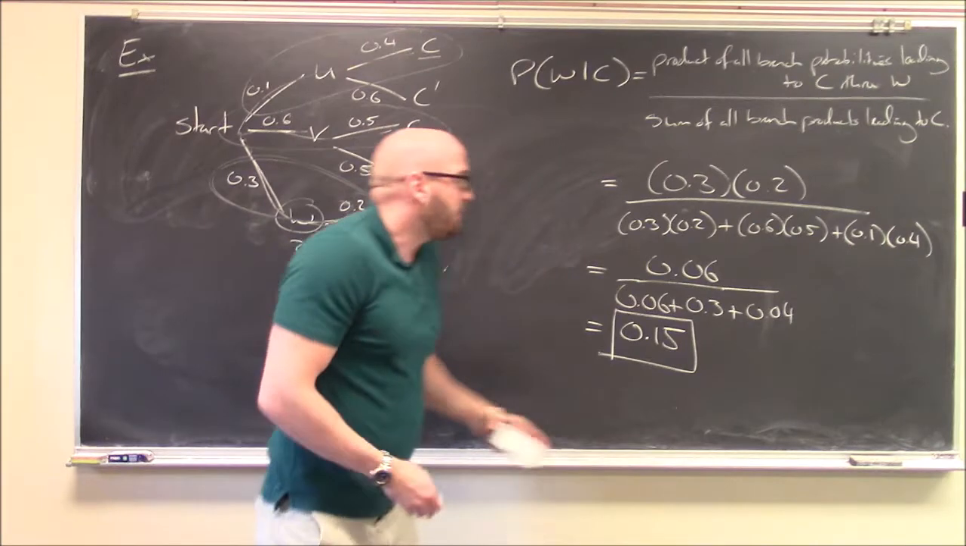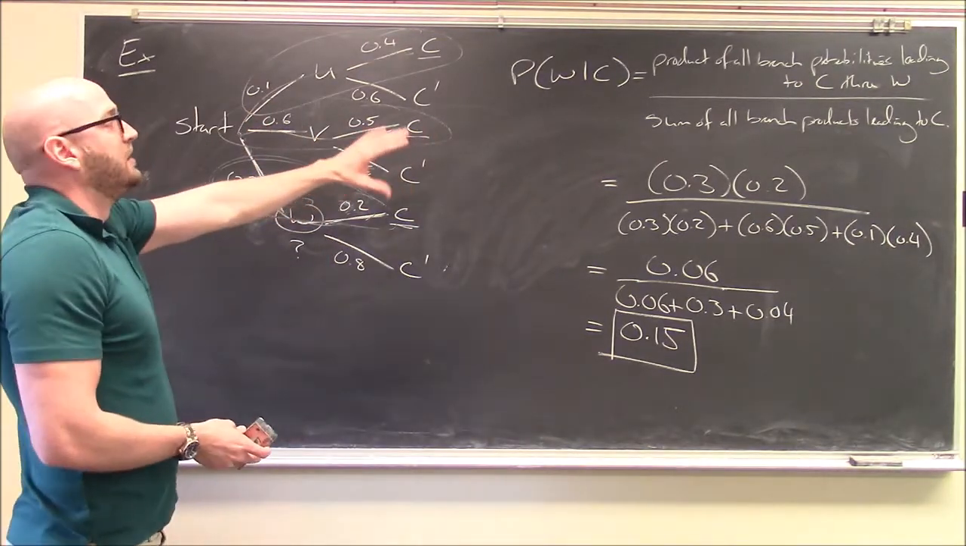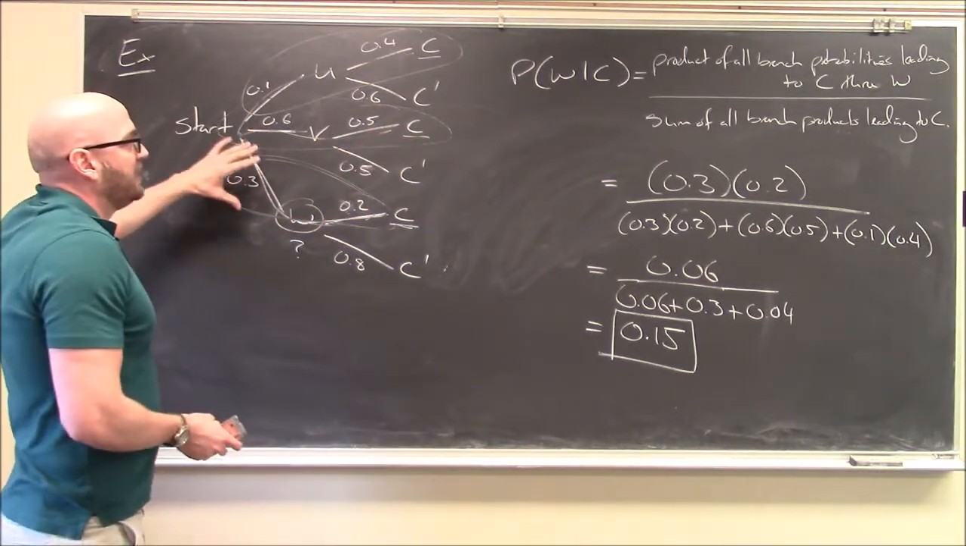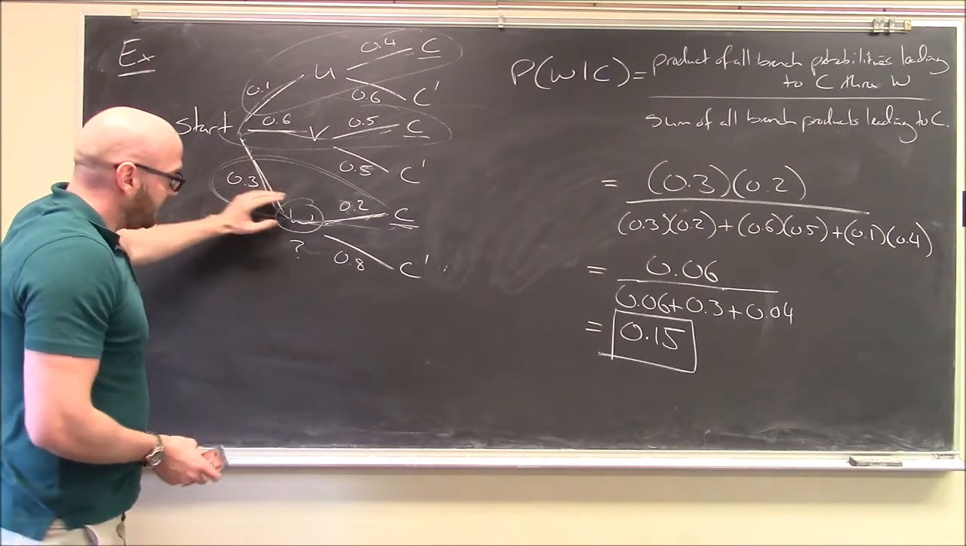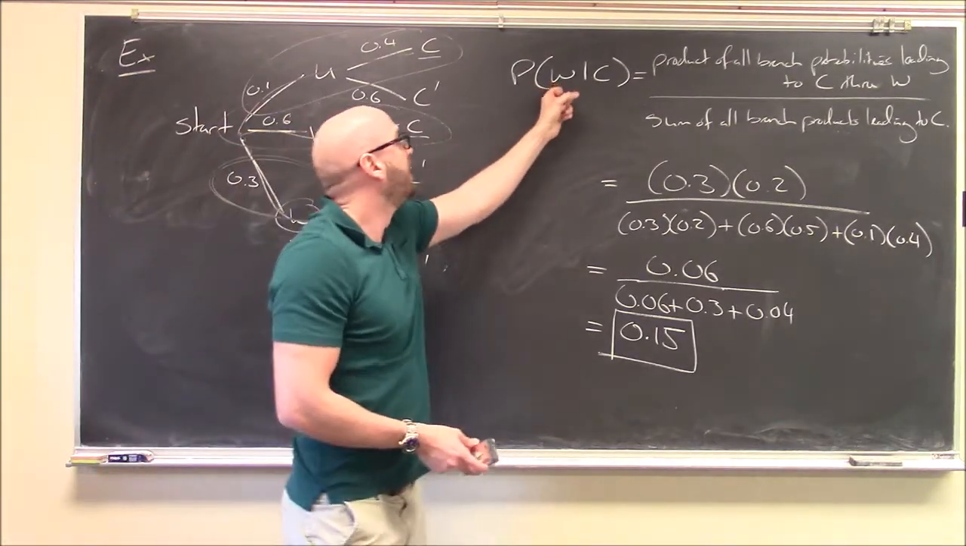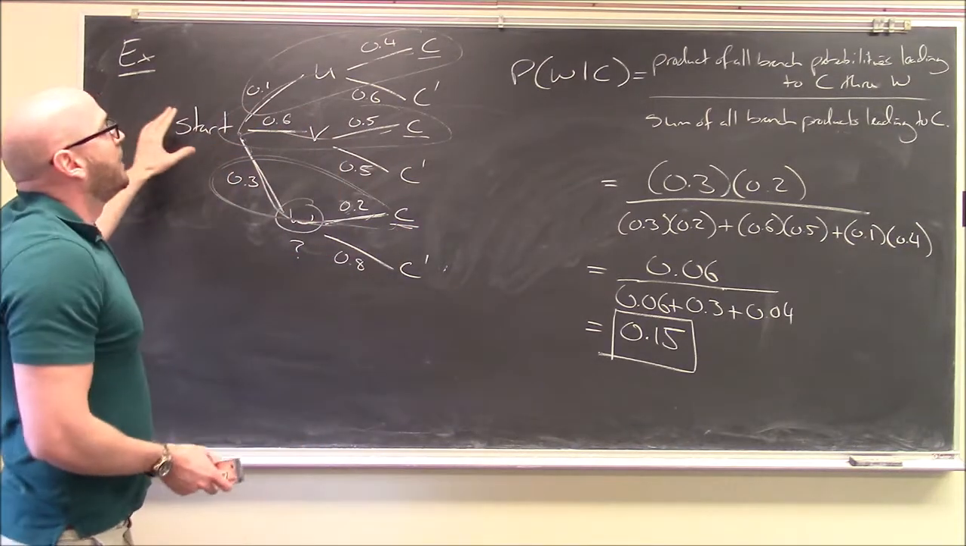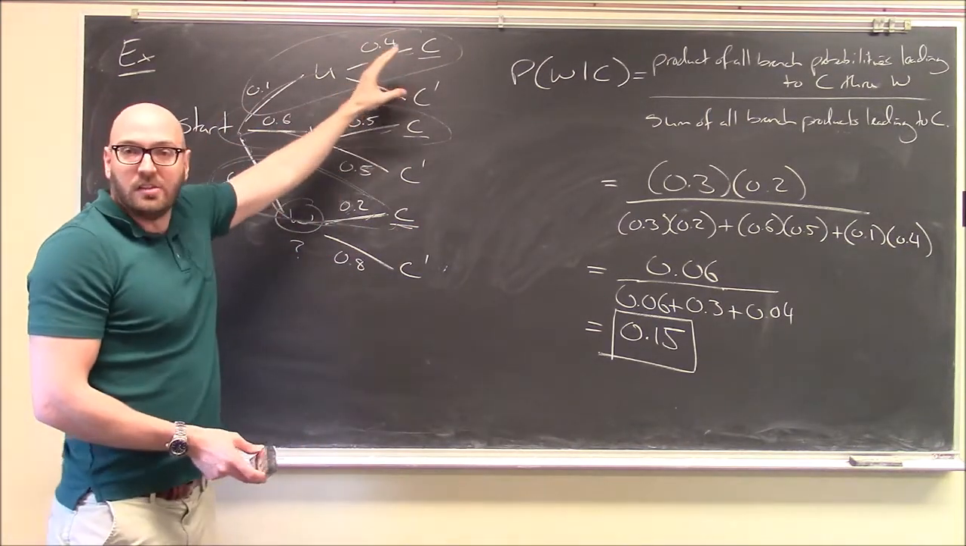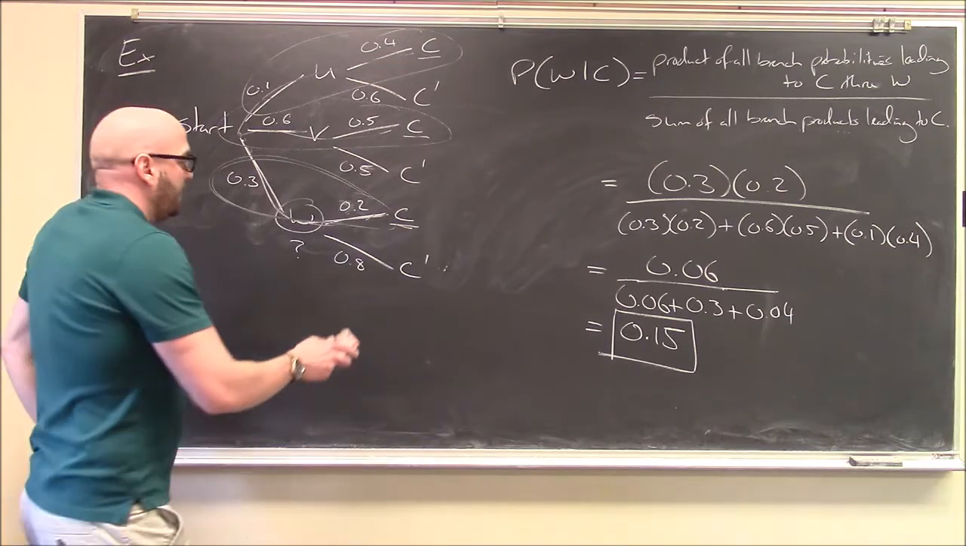And it's a pretty simple formula to apply. It's just what we did. Take the product of the branch probabilities leading to C through W, which is what we're interested in, and then scale it by the sum of all of the other ways to get to C. We'll just do one more example.